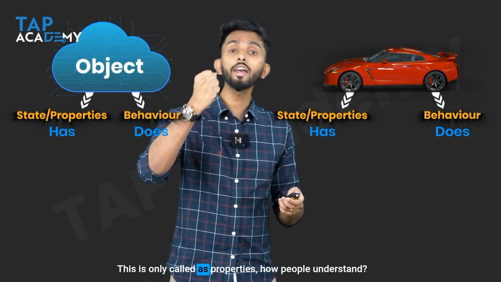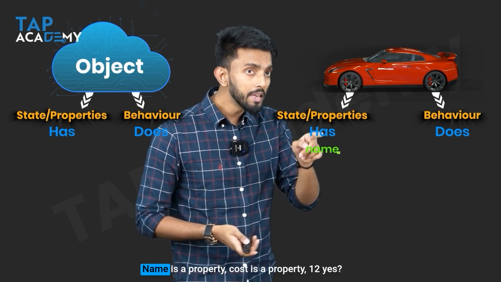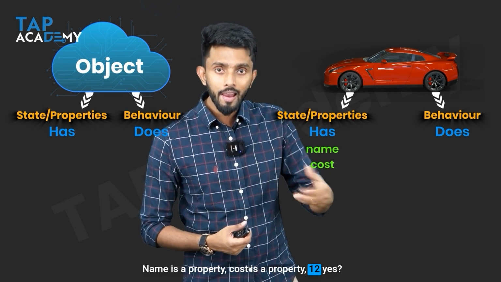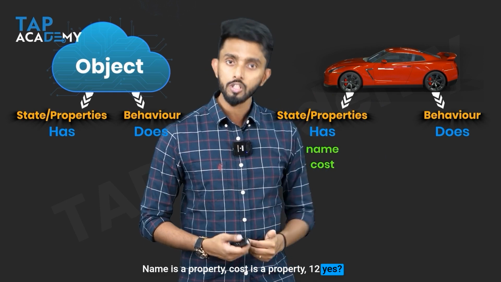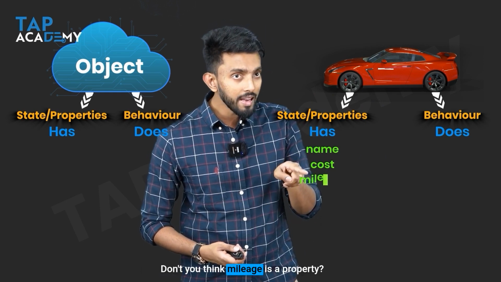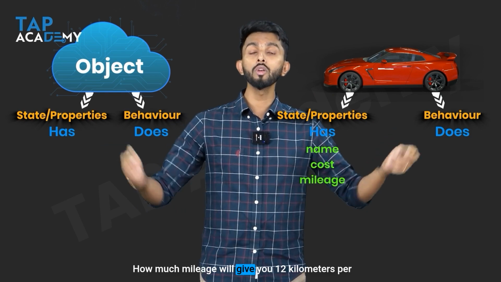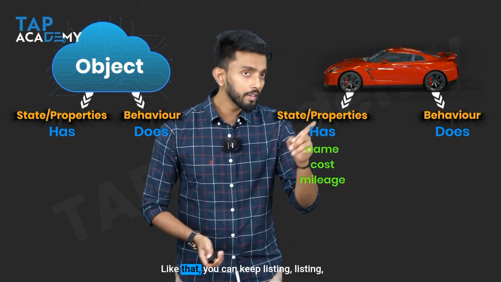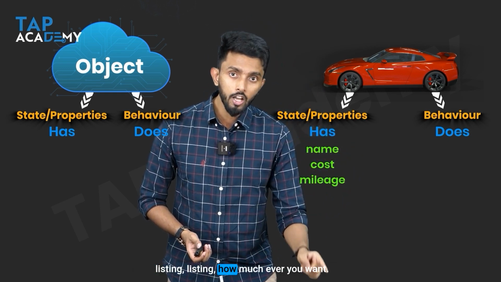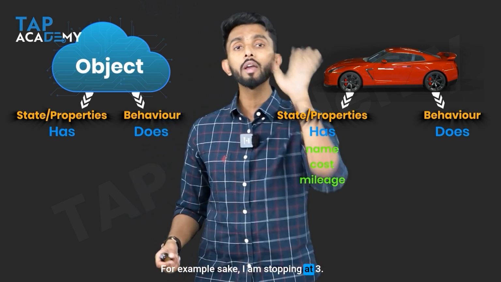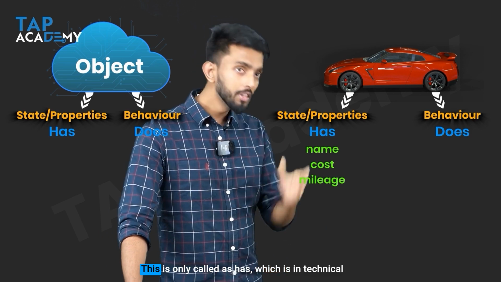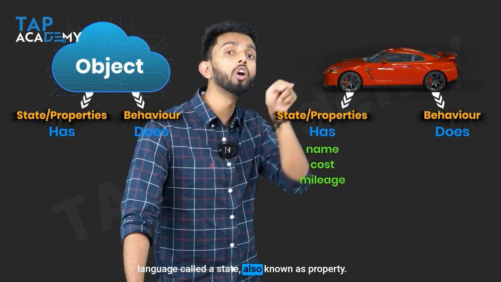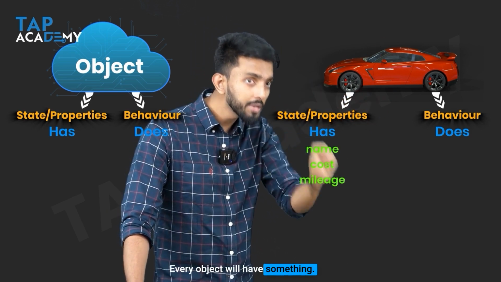Now, what is all this, friend? This is only called as properties. I hope you will understand. Name is a property. Cost is a property. 12 lakhs, 18 lakhs, 50 lakhs, 75 lakhs. Yes? Don't you think mileage is a property? How much mileage will give you? 12 kilometers per liter, 18 kilometers per liter, 6 kilometers per liter. Like that you can keep listing how much ever you want. For example's sake, I'm stopping at 3. Hope you understand. This is only called as has, which is in technical language called as state, also known as property. Every object will have something.